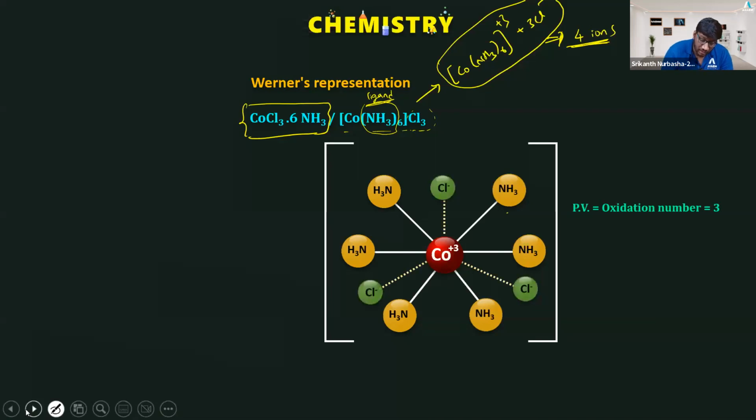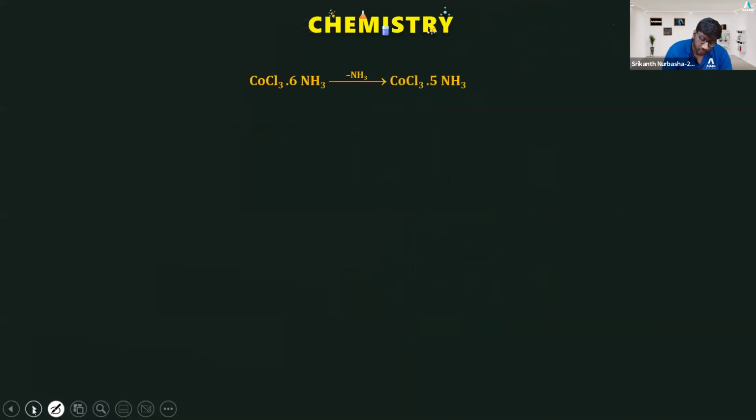So these three chlorides are primary valency, so the oxidation number should be equal to 3. Six ammonia, that is your secondary valency. Coordination number is equal to 6. If you remove one NH3 from CoCl3.6NH3, you are getting CoCl3.5NH3. How does this complex exist, students? In CoCl3.5NH3, cobalt is in +3 state or not?